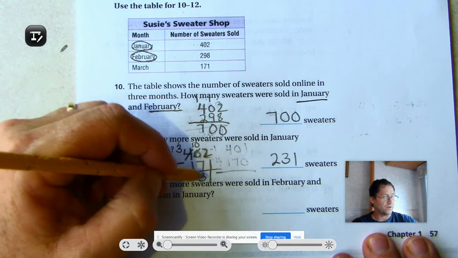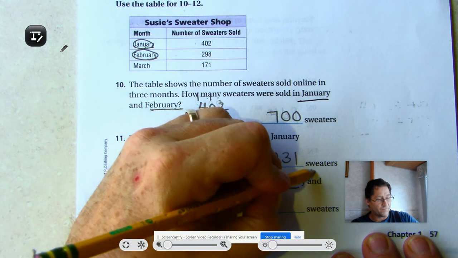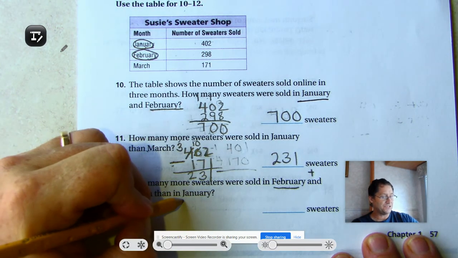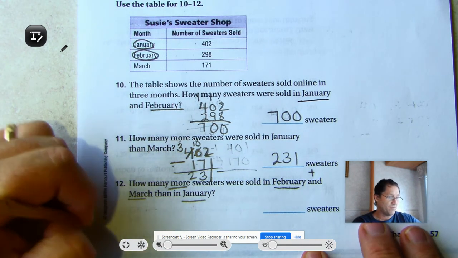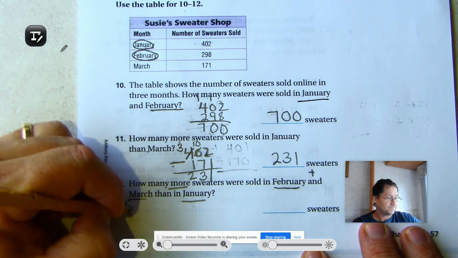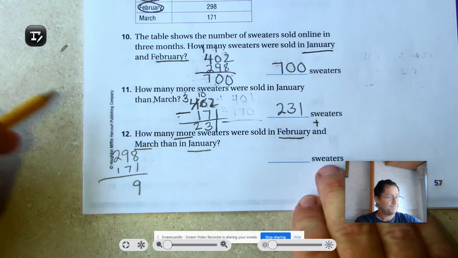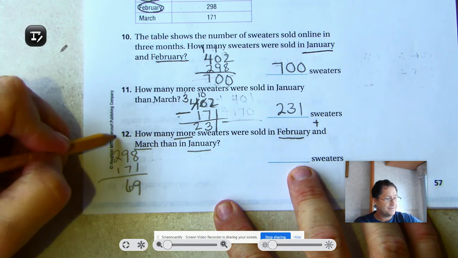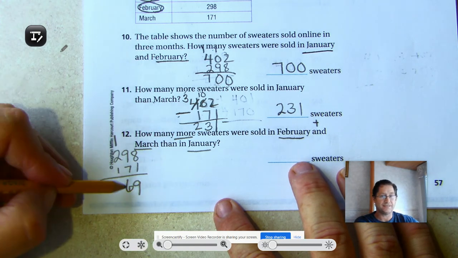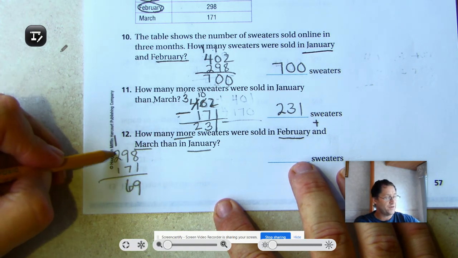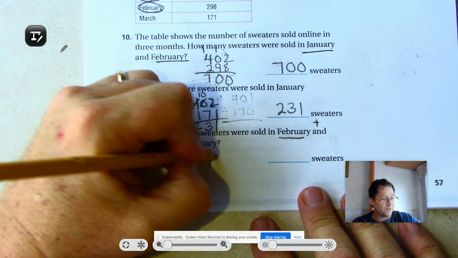How many more sweaters were sold in February and March than in January? So I have a two-step problem here. I have to add February and March. Eight and 1 is 9. 9 and 7 is 16 tens. Regroup. The 16 tens is 100 and 6 tens. 200, 300, 400. All right, so in February and March, we sold 469 sweaters.